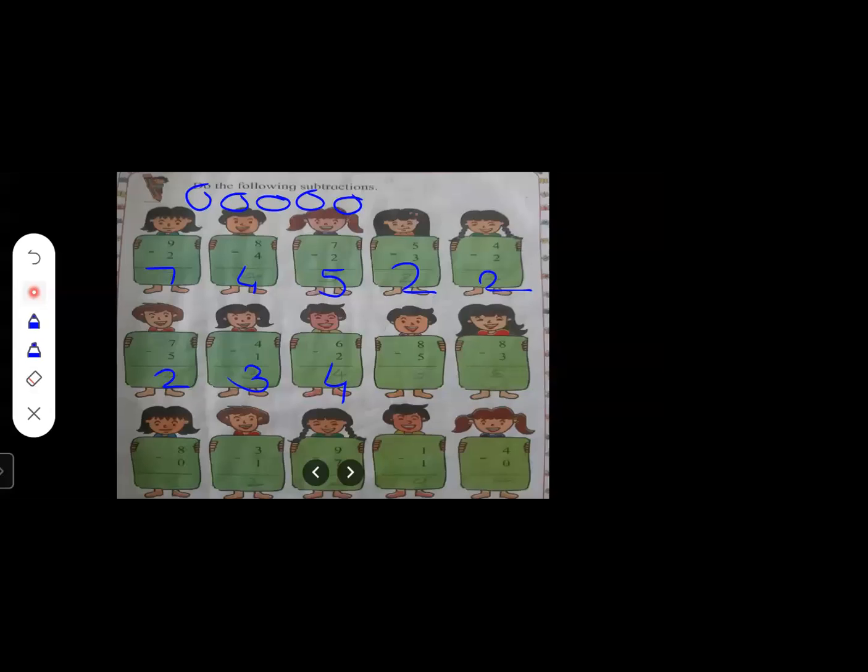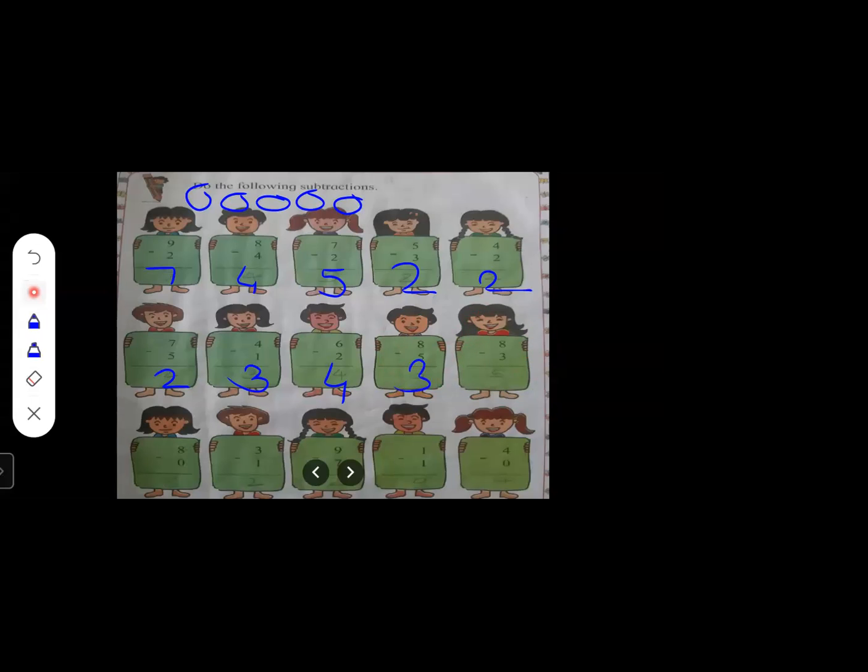So from 8, you are cutting down 5. Take 8 fingers on your hand. Then close 5 fingers. How many fingers are left on your hand, students? How many? 3. So you will write the answer 3 over here.